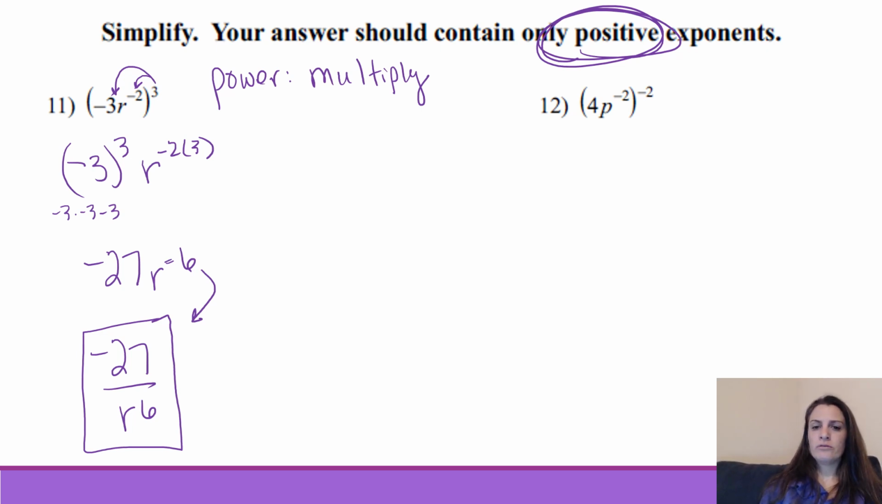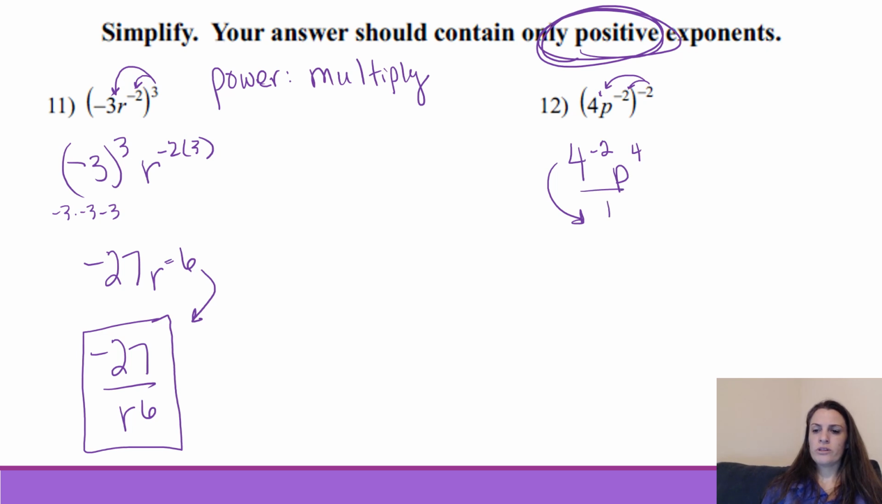In number 12, you're going to do a similar process. This one, everything's being raised to the -2nd power. So that is 4 to the first, and we're going to multiply that power by the -2, and p to the -2nd, multiply that power by -2. So this becomes 4 to the -2nd times p to the +4th. The only term that is negative is 4 to the -2nd. So this is technically just like the last one, all over 1 at the moment.